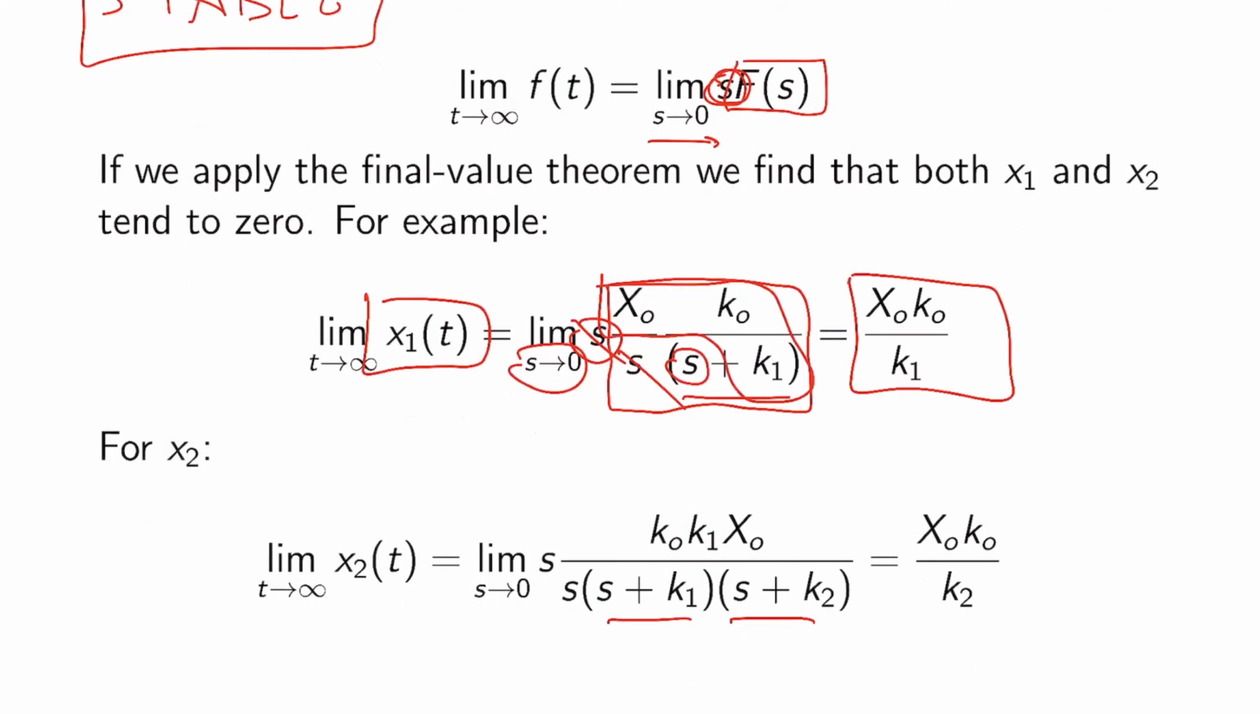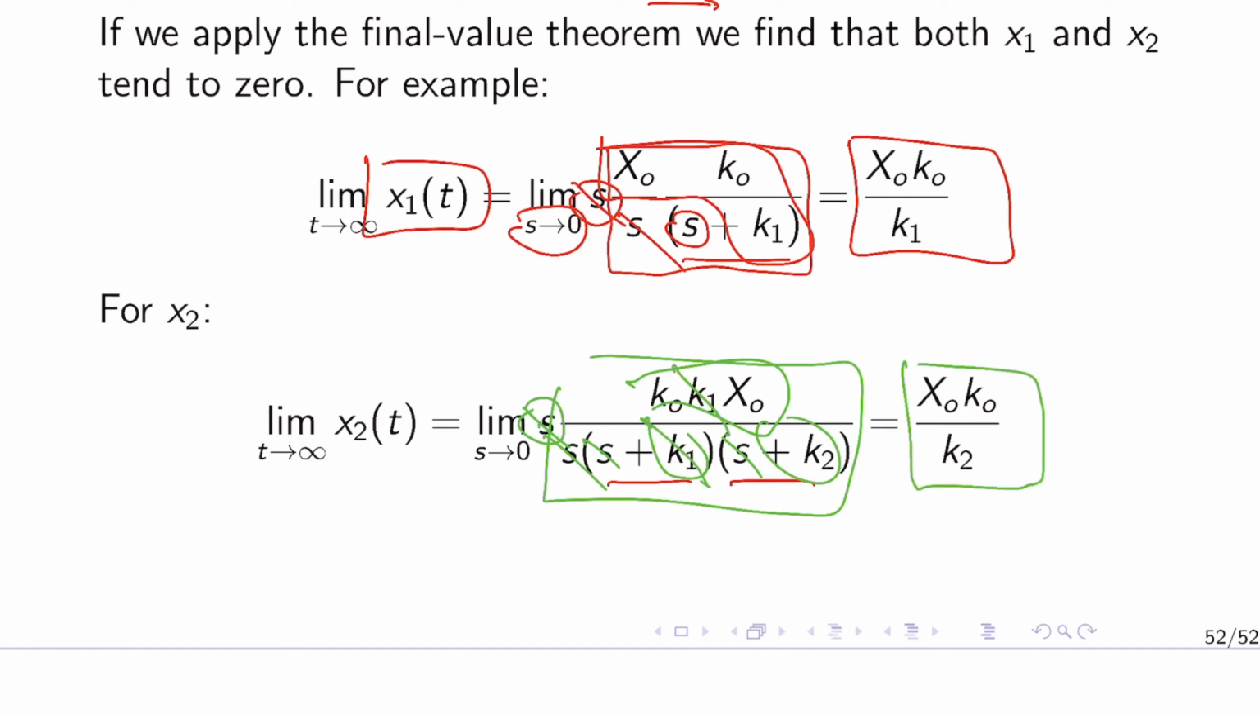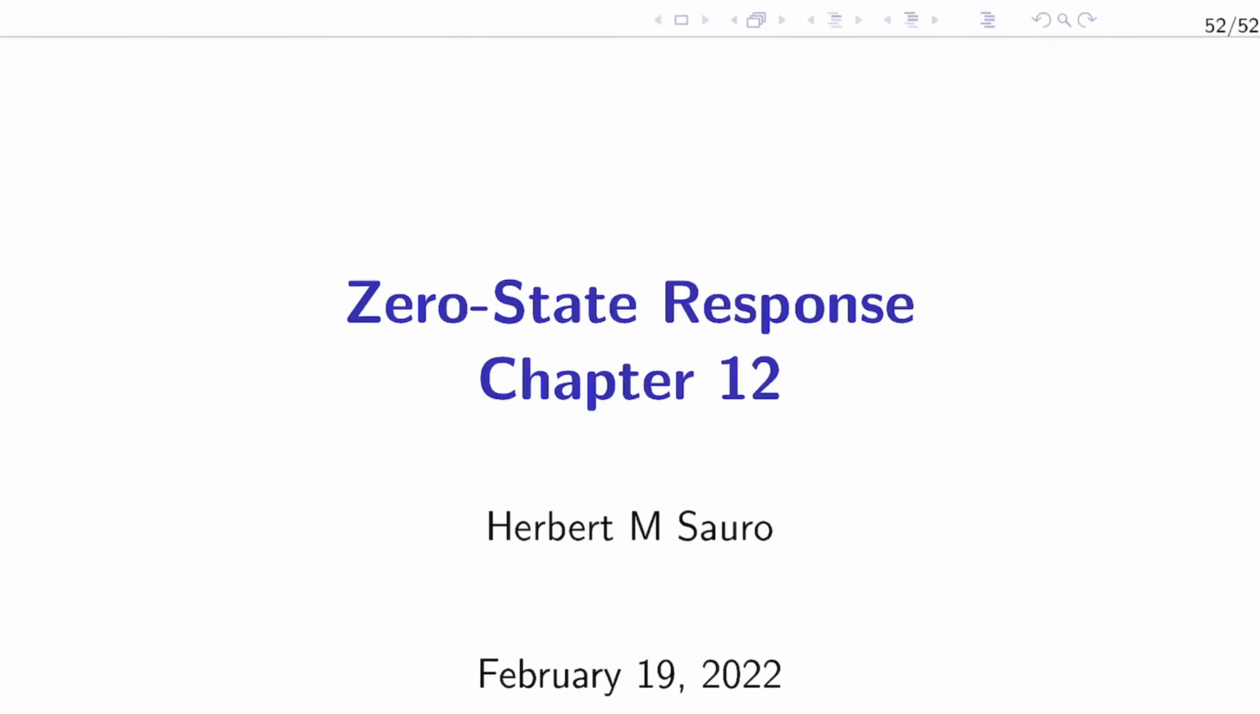To do x2, I insert it here. So this is x2. I multiply by s, the s's cancel, and I'm left with this. I take s to 0, so these disappear, and I'm left with this piece. Notice the k1s cancel, and I end up with that. That is actually the steady state level for x2 as time goes to infinity.